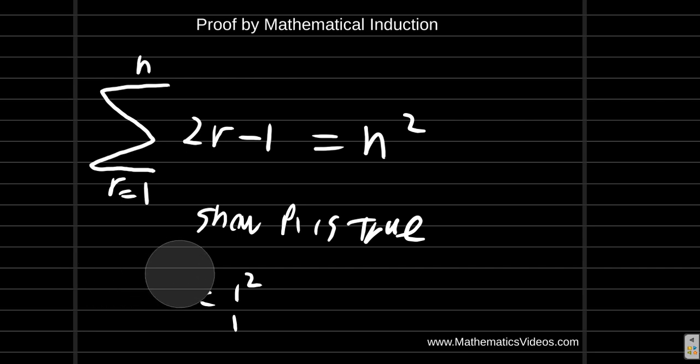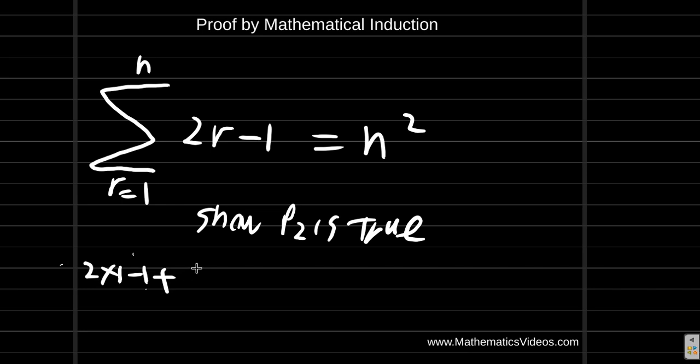Here, you don't need to show that P2 is true. But suppose we do it anyway, what would happen? Now remember, at each point, r changes to a different number. In the first term, r is 1, so it's 2 times 1 minus 1 plus. In the second term, r is 2, so it's 2 times 2 minus 1.